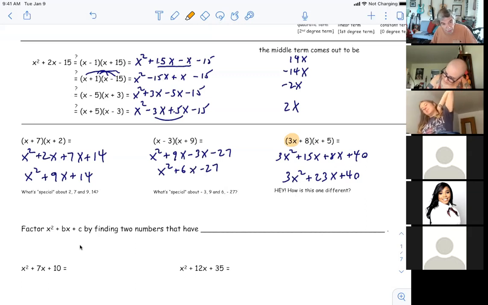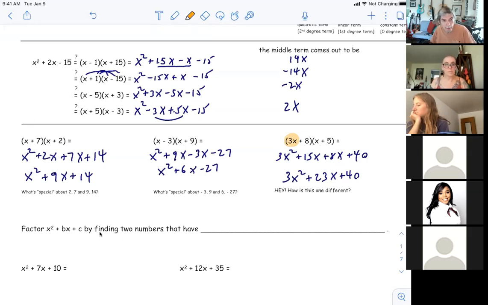So if we need to factor something where it's just a 1x squared, when there is no 2, 3, 7, or whatever in front of the x squared, all we need to do is to find two numbers that add up to b, add up to the middle coefficient, and multiply out to the constant term at the end.